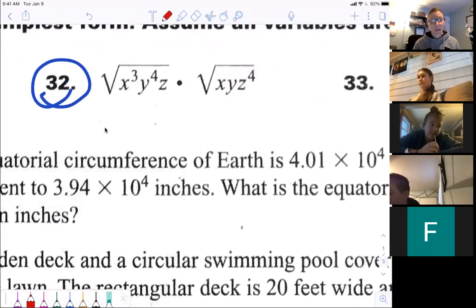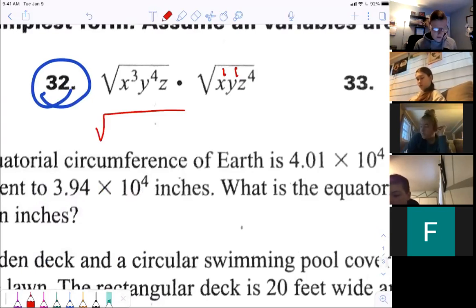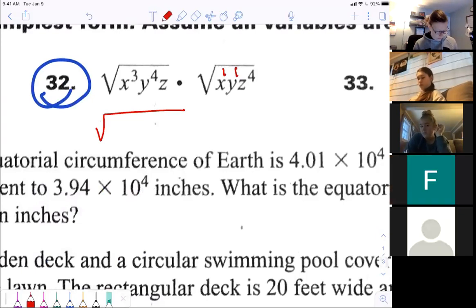So when you're multiplying, remember they have to be the same type of radical. They have to have the same index. So they're both square roots here, so we're allowed to multiply them together. When you multiply them, remember you're really adding the exponents. So that has an exponent of 1, that has an exponent of 1. So if we multiply these together, adding the exponents, Brooke, what do you get underneath one radical if we're trying to combine these together? X to the fourth, y to the fifth, z to the fifth.